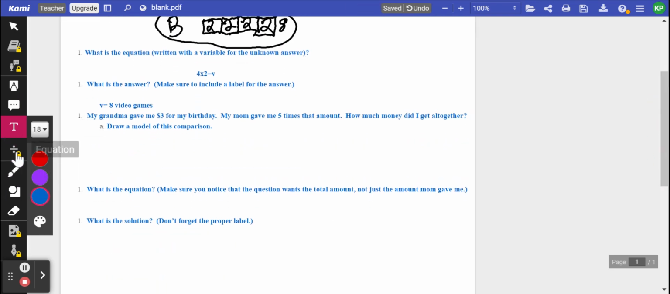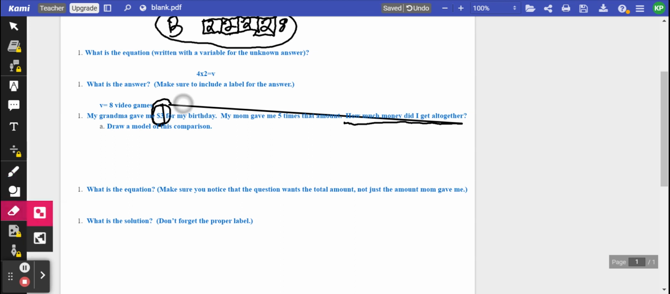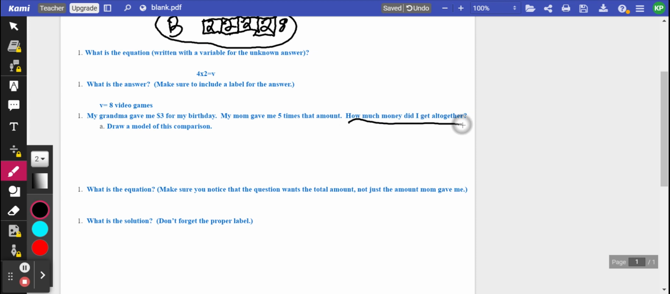Okay, for number 2, it was similar. It asked a question again. It said, my grandma gave me $3 for my birthday. My mom gave me 5 times that amount. How much money did I get all together? So there's my question. My important information. So I got $3. Oh, that's messy. Let's see if I can erase that.